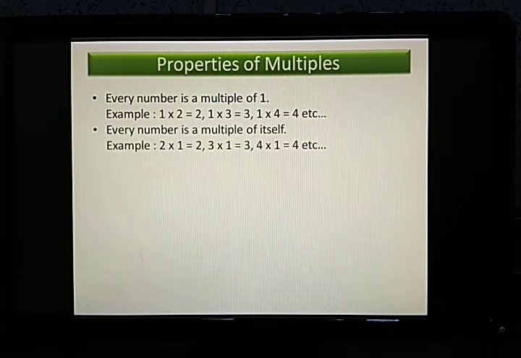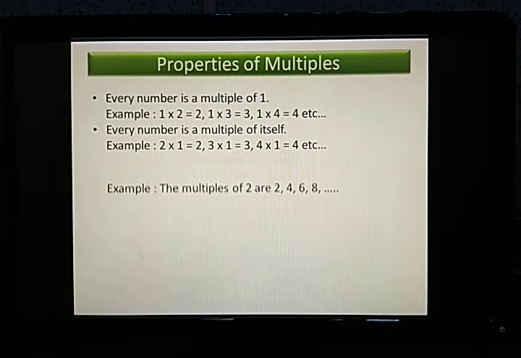Now every number is a multiple of itself. Yes, this is also correct. Say for example the number 2. 2 is itself a multiple of 2. 3 is itself a multiple of 3. 4 is also itself a multiple of 4. Isn't it? Because according to the definition of multiple, first of all we have to multiply that number with the non-zero integers. So whenever we multiply, we first multiply with 1, and the resultant number will be itself. So that number itself is a multiple of that number.